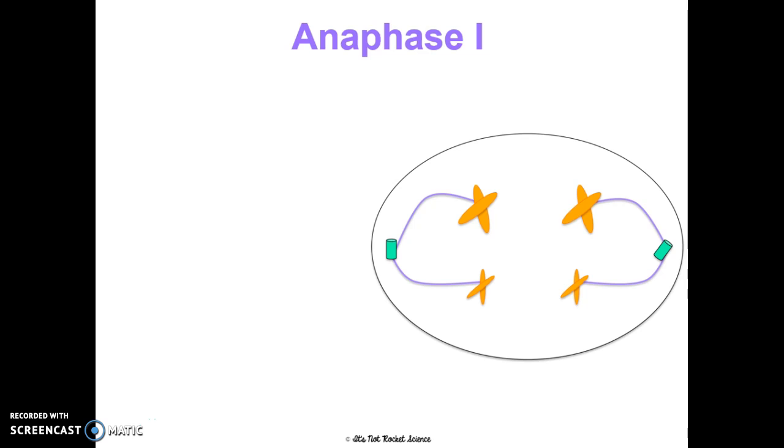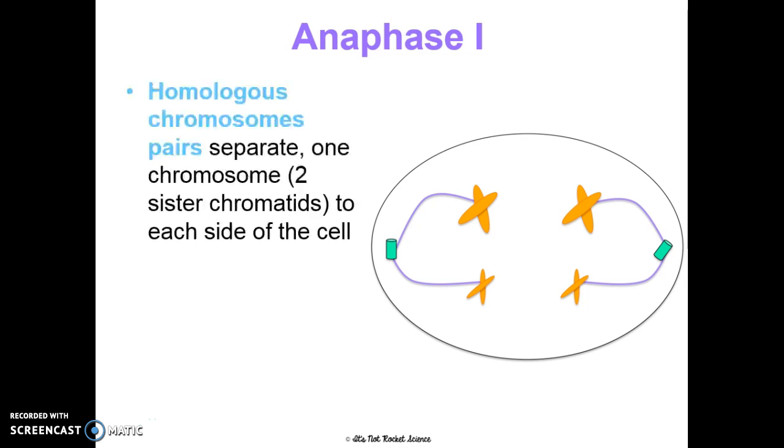And we have anaphase 1. So our homologous chromosomes separate. Okay? So the individual X's aren't separating. The pair of X's are separating, getting pulled to opposite sides of the cell. But as you can see, the sister chromatids, so the two parts of the X's, stay together.